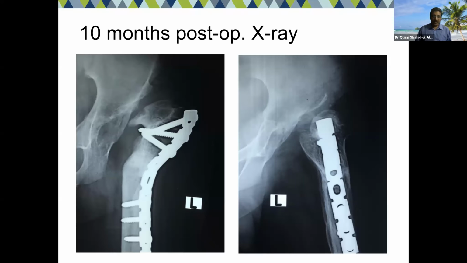If I want to criticize some point about this operation, I can clearly point out 2 points. Number one, there is a remnant of the neck which we didn't shave away clearly, or it has gone again back into a beak-like position. That is actually preventing this whole construct from coming in close contact with the acetabulum. That may be a cause.